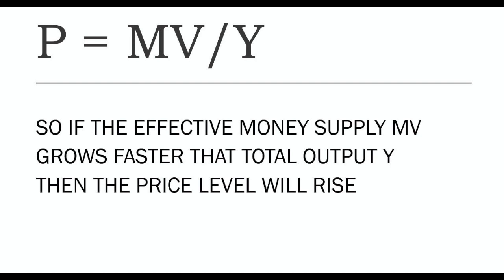Since the total number of transactions of goods and services is the same thing as the real output of goods and services, we can think of T as the real GDP or output of the economy, often expressed as Y. In other words, MV equals PY, or the price level P equals MV divided by the total level of output Y.